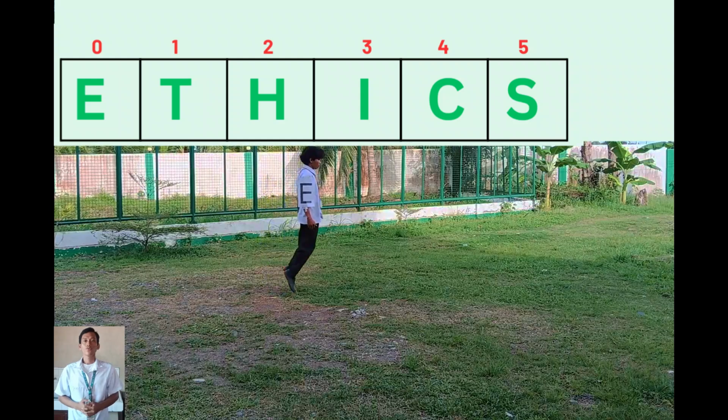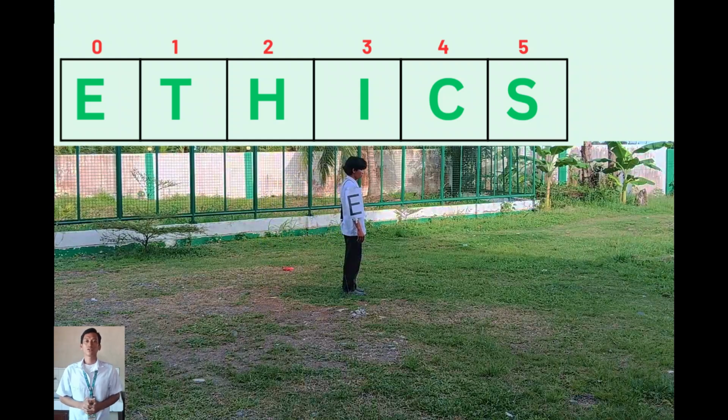And now, we move to the next iteration. In the fourth iteration, the pattern now moves to index 3 of the text. Now, pattern E does not match index 3, which is I. So this is a mismatch. And now, the fourth iteration is finished. And here is the pass for the fourth iteration.